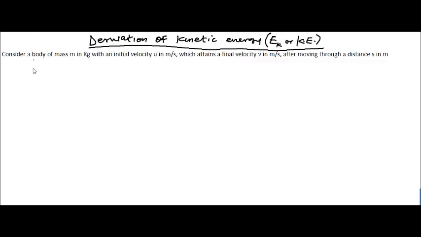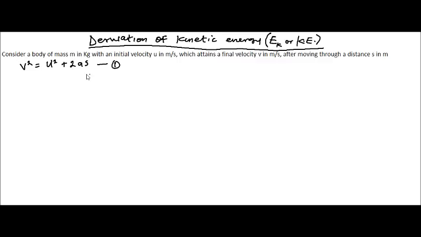Now the first thing we need to do is to recall our equation of uniformly accelerated motion. Now from one of the equations of motion, we have that v square is equal to u square plus 2as. Now let's call this equation 1.